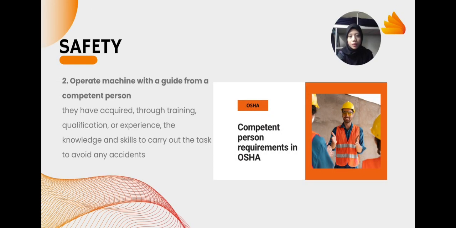Second, to operate machines, we should have guidance from a competent person, because a competent person usually has, through training, qualification, or experience, the knowledge and the skill to carry out the task and avoid any accident from happening.